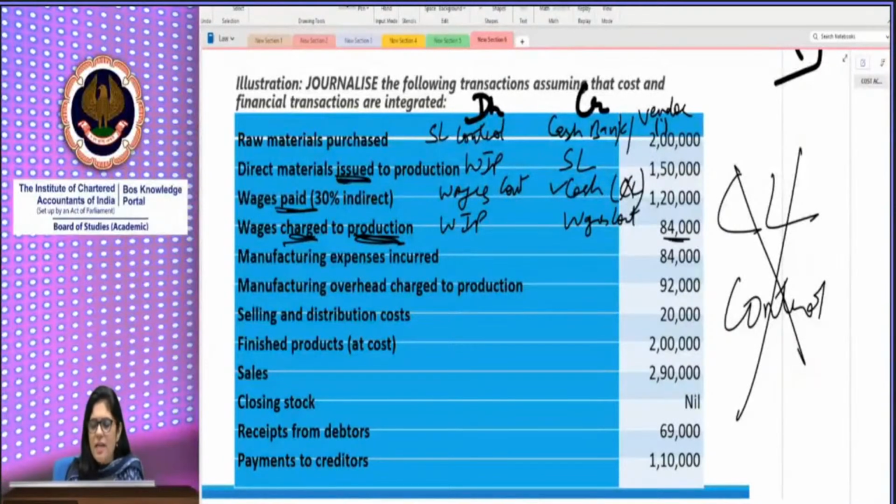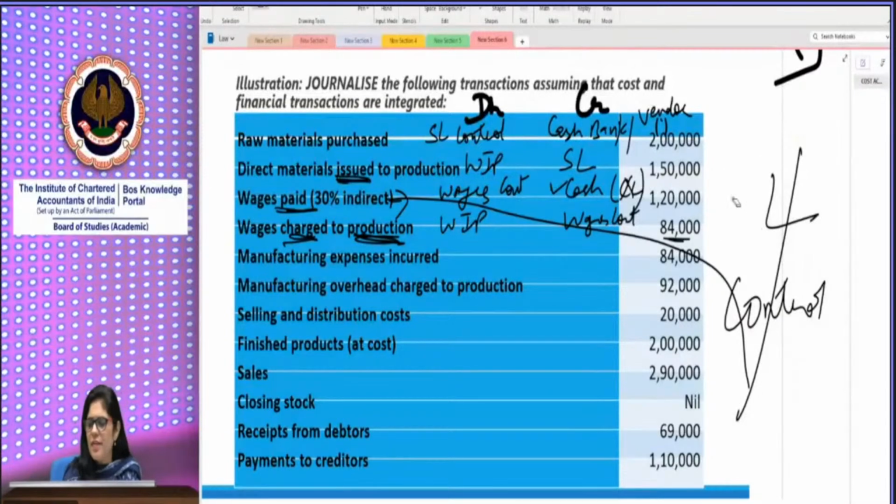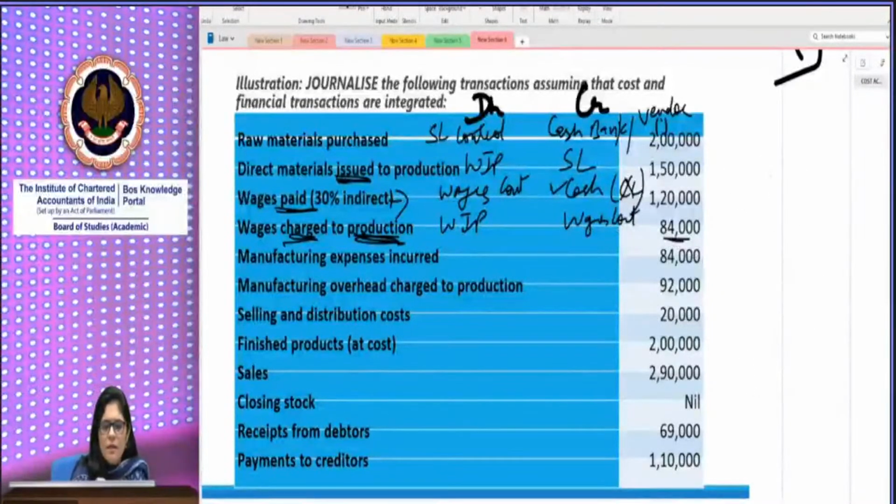See, this is direct. So indirect, you have to transfer to production overhead, whether it is mentioned in the question or not. You have to transfer direct to WIP and indirect to production overhead, whether it is given in the question or not. Clear? Direct is given in the question, indirect is not given, you have to transfer it. So transfer indirect also. What is the entry for transferring indirect?